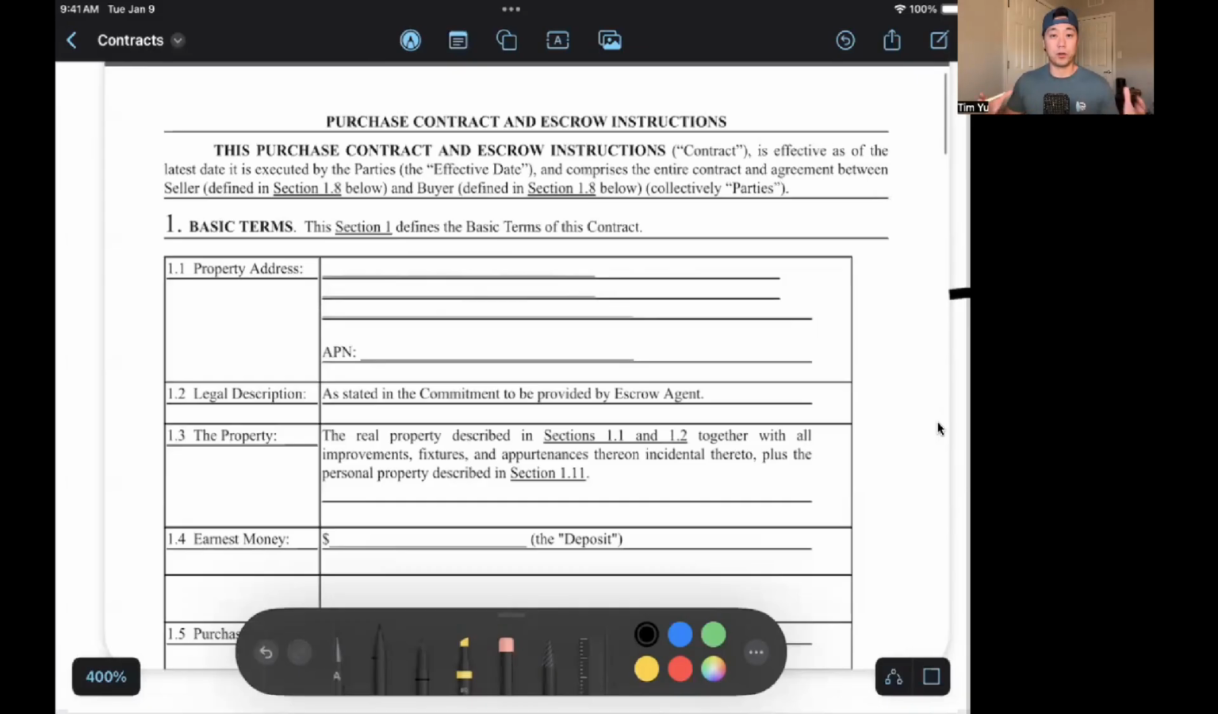All right, so this is a purchase and sale agreement. There's a lot of legal jargon, but do not be alarmed. We're going to walk through each step by step, and I'm going to walk you through it, so no worries.